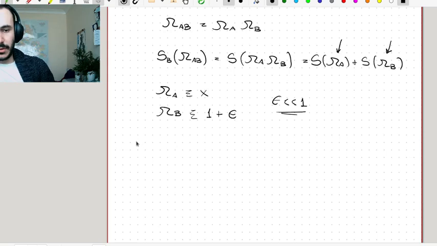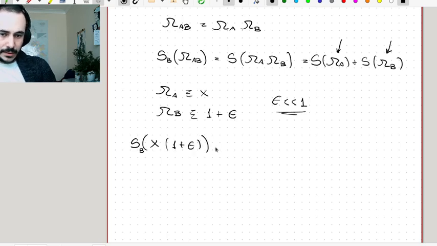So what we're saying here is that S, this entropy function that we don't know what it is, of the product of this guy and that guy, has to be equal to S.